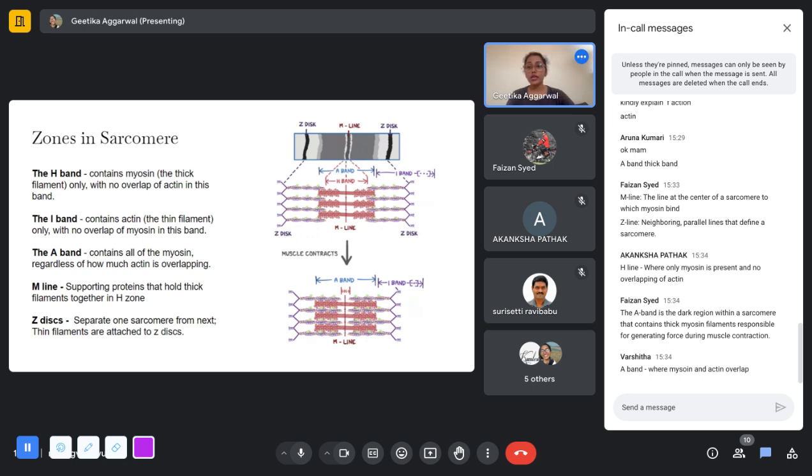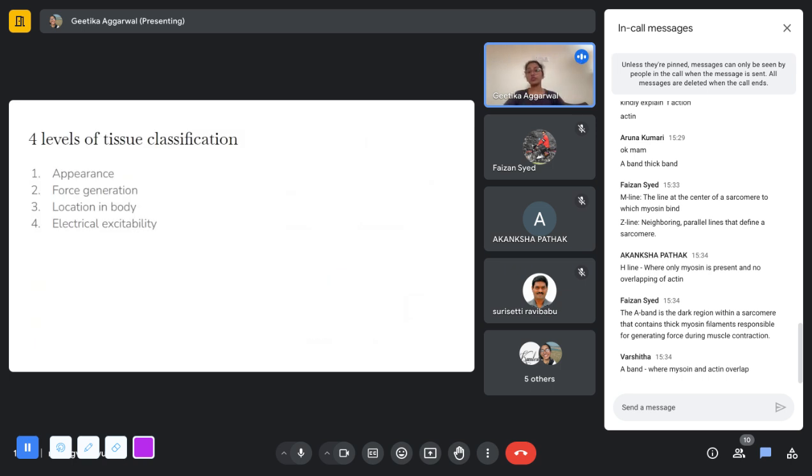Okay, so moving on to the four levels of tissue classification. So till now we've talked about how muscles are classified, and there are four ways in which we classify them. Number one is based on their appearance. Number two is based on how much force they generate, then where they are located in the body, and fourth is how electrically excitable they are. So can you guys tell me what are the different ways in which we classify muscles based on these four categories? How are muscles classified based on their appearance? What are the categories in which we classify muscles based on their appearance?